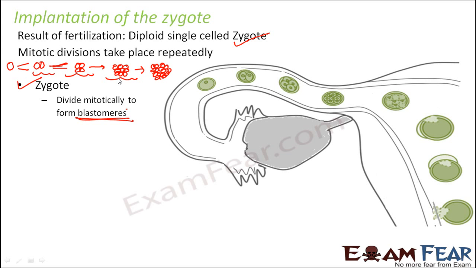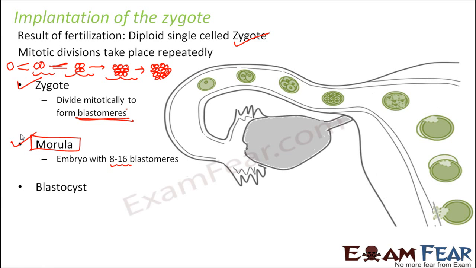So what happened later? Later, these blastomeres with 8 to 16 cells were called a morula. Morula is the name given to an embryo with 8 to 16 blastomeres. A blastomere in itself is a group of cells, right? So when you have almost 8 to 16 blastomeres, that is a morula. So gradually a morula was formed. The structures present inside the morula are all blastomeres, that is, they are all aggregates of cells. And then later from the morula the blastocyst was formed.